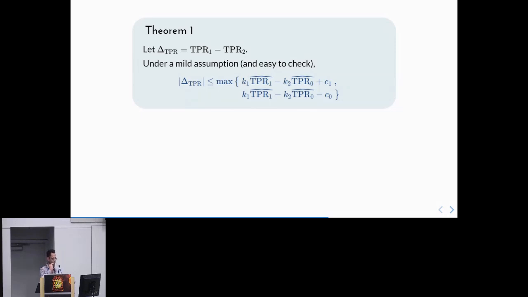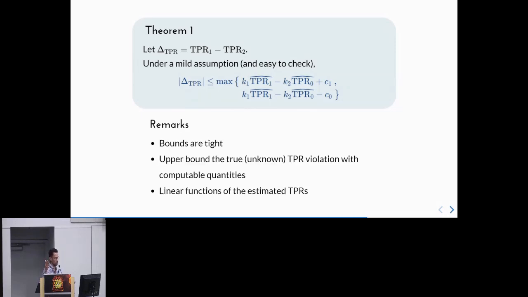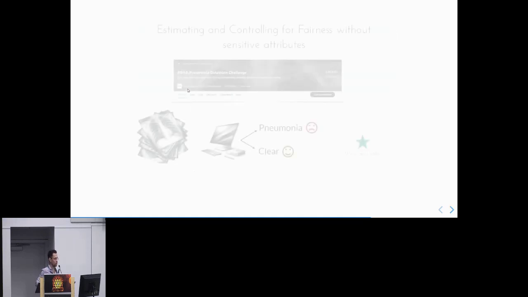On the one hand, it's good to know that these bounds are tight. In other words, there exist distributions of data where this upper bound is actually met as an equality. But more importantly, what this is telling us is that we are giving you a certificate of how large the true TPR disparity that you cannot compute is, based on quantities that you can compute in this incomplete data setting.